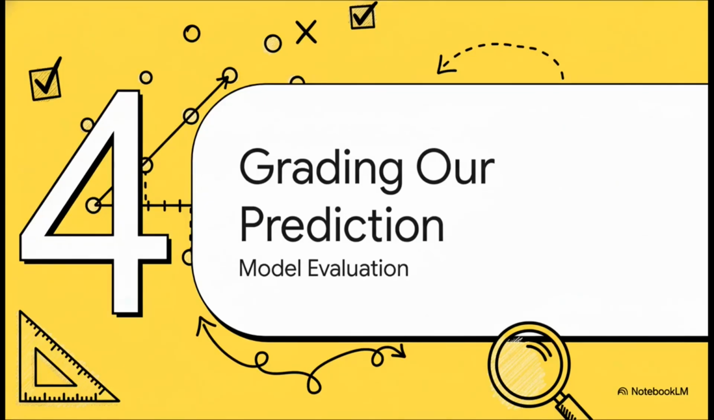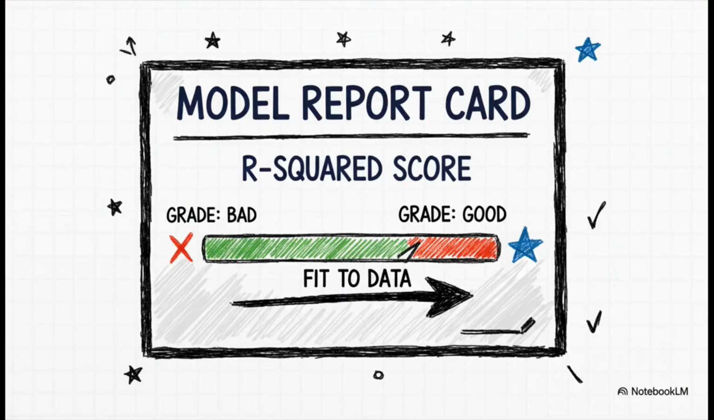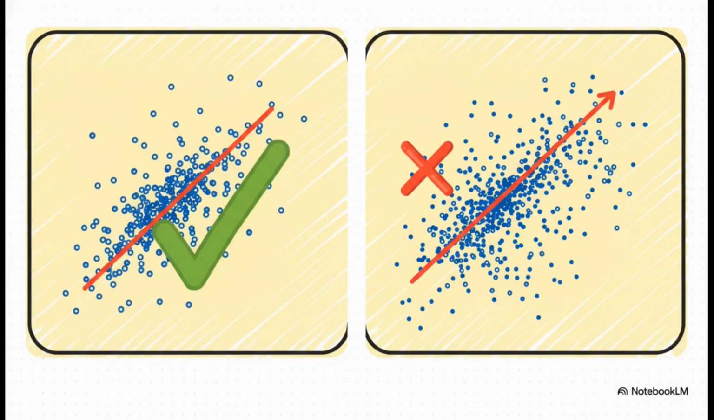Okay, so we've built our model, we've followed the rules. The very last step is to figure out, is it any good? How do we actually grade its performance? We do that with a metric called the R-squared score. The easiest way to think about this is like a report card for our model. It gets a grade on a scale from 0 to 1 that tells us how much of the story our model is actually explaining.